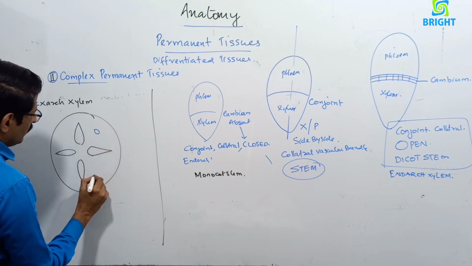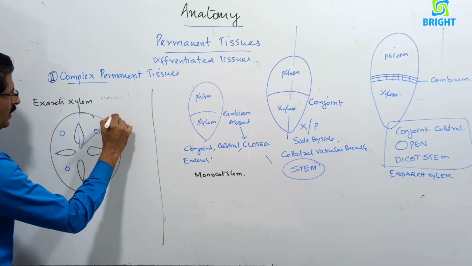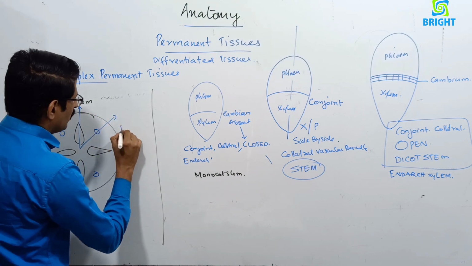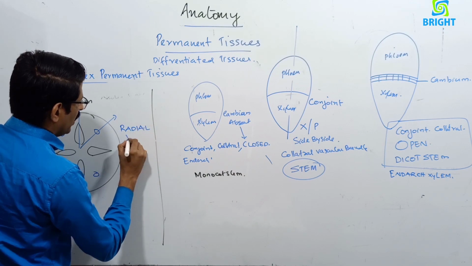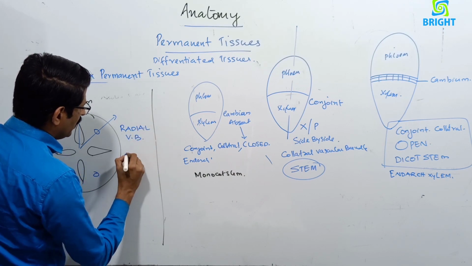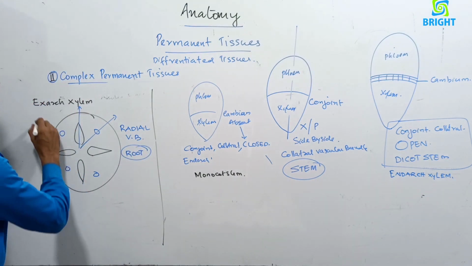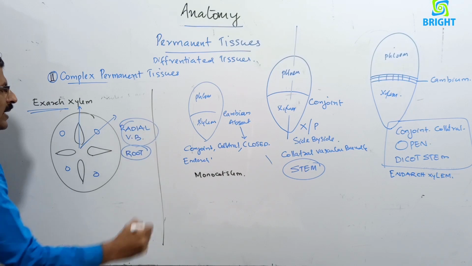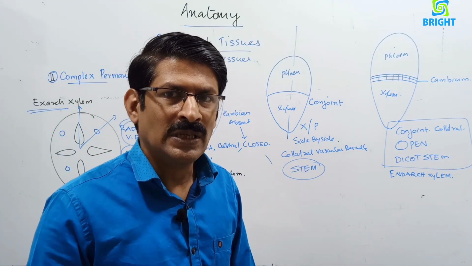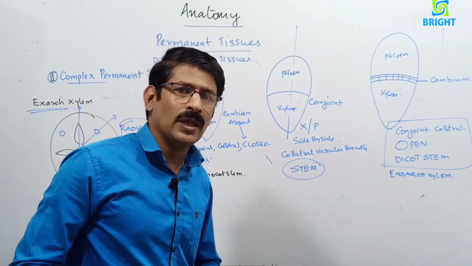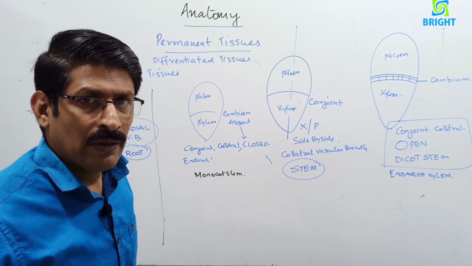But phloem is present in between them, and xylem and phloem are on different radii, and this arrangement is called a radial vascular bundle, and it is a characteristic of root. In all roots, exarch xylem and radial vascular bundle is a characteristic feature. The xylem and phloem are arranged on radii. So this is a basic idea about root, stem and the tissues.